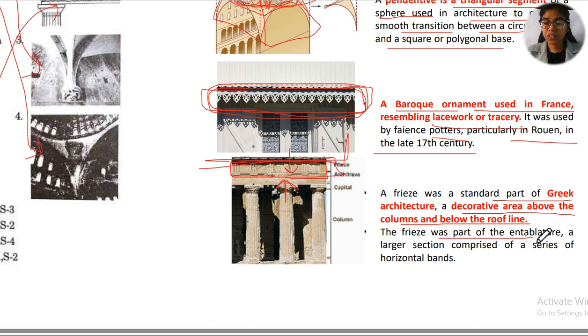And it is part of the entablature, a large section comprised of a series of horizontal bands. So this complete part is your entablature, and fringe is one part of it, where you will get to see vertical lines or sculptures carved into it, triglyphs, or any decorative part. We used to have all these things at the fringe part.